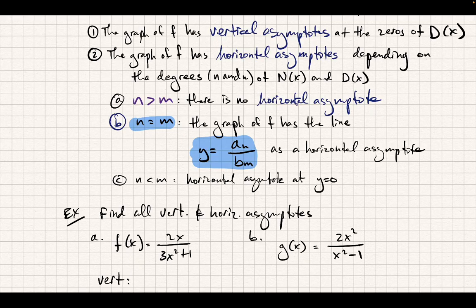When is the only time we care about the leading coefficients at all? n equals m. Only when the degrees are the same, because the leading coefficients do not come into any other case. Doesn't happen here, doesn't happen here, doesn't happen here.